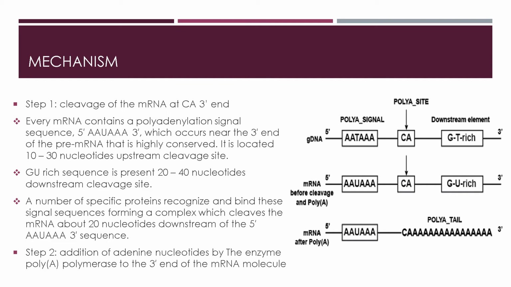The first step is the cleavage of the mRNA at the poly-A site. This poly-A site is located between two highly conserved polyadenylation signal sequences. The first signal sequence is AAUAAA. This sequence is located 10 to 30 nucleotides upstream of the poly-A site, whereas the second signal sequence is located 20 to 40 nucleotides downstream of the poly-A site and it is rich in guanine and uracil.